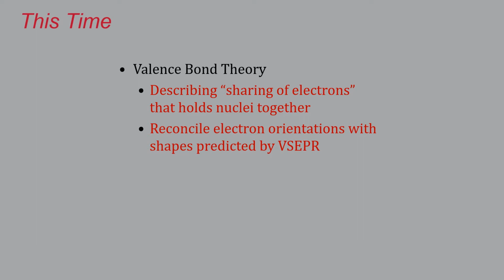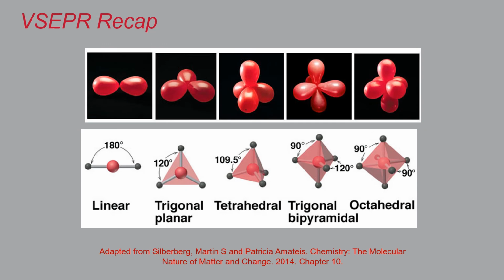So since we're going to talk about reconciliation with VSEPR, let's review it. We use balloons to talk about the shapes that maximize the distance between a certain number of mutually repulsive items tethered to a common center point. For two electron domains, that was a linear geometry. For 3 electron domains, it's trigonal planar. For 4 domains, it's tetrahedral. For 5, it's trigonal bipyramidal. And for 6, it is octahedral. All right.